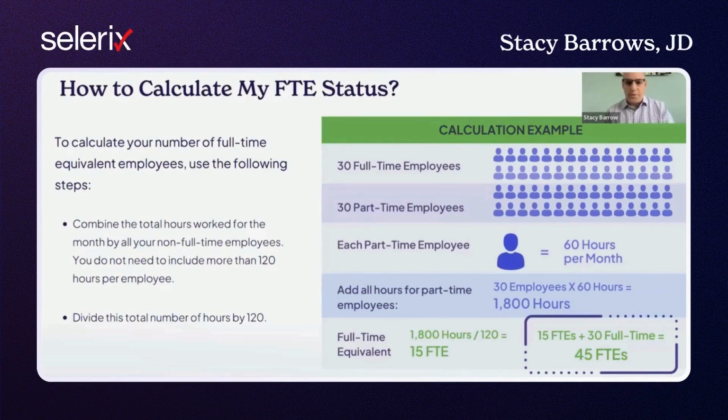So for this group, you can see the example here. They have 30 traditional full-time employees and then 30 part-time employees. So at first glance, you might think they're applicable large employer. They have 60 employees. However, those 30 work part-time. And so they are only each a half of a full-time employee. And so as a result, this group here has 45 full-time equivalents and thus is not an applicable large employer and is not required to offer affordable coverage.